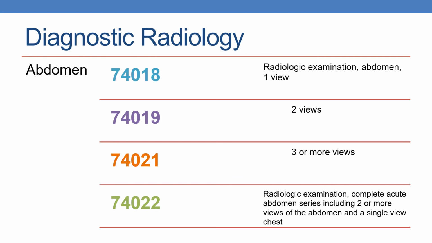Now coming to diagnostic radiology CPTs for abdomen. The first CPT is 74018, which is nothing but radiological examination abdomen 1 view. Whereas 74019 is radiological examination abdomen 2 views. 74021 is nothing but x-ray abdomen 3 or more views. The next is 74022. Radiological examination complete acute abdomen series including 2 or more views of abdomen and a single view of chest.